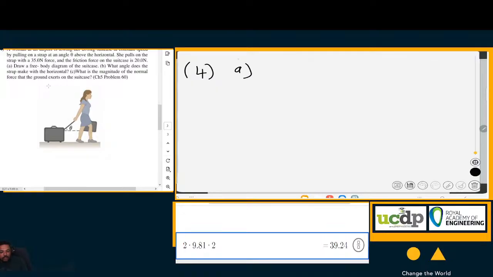Okay, so A, we need to draw a free body diagram of the suitcase. So that's the suitcase. This is the applied force from the woman. We have the force of friction going this way. And then we have the weight, the force of gravity going downwards. This will be the normal force going upwards. So now we have all the forces on the suitcase. That's theta, the angle. Okay, so we have drawn a free body diagram.